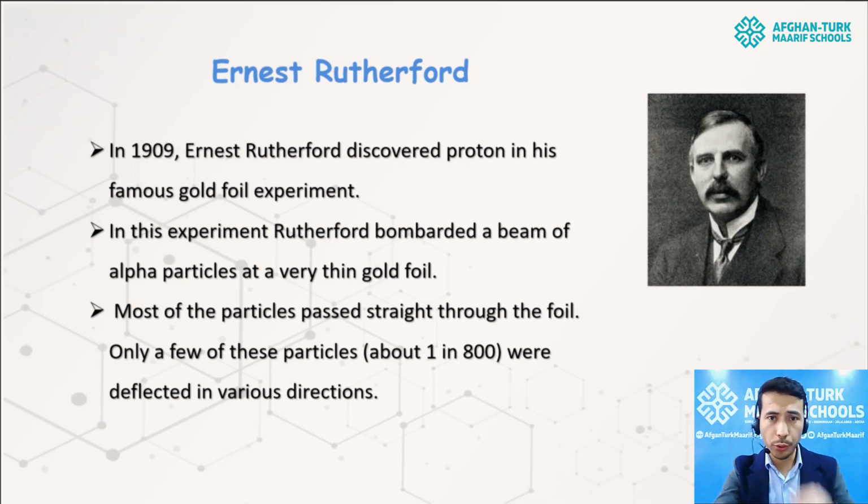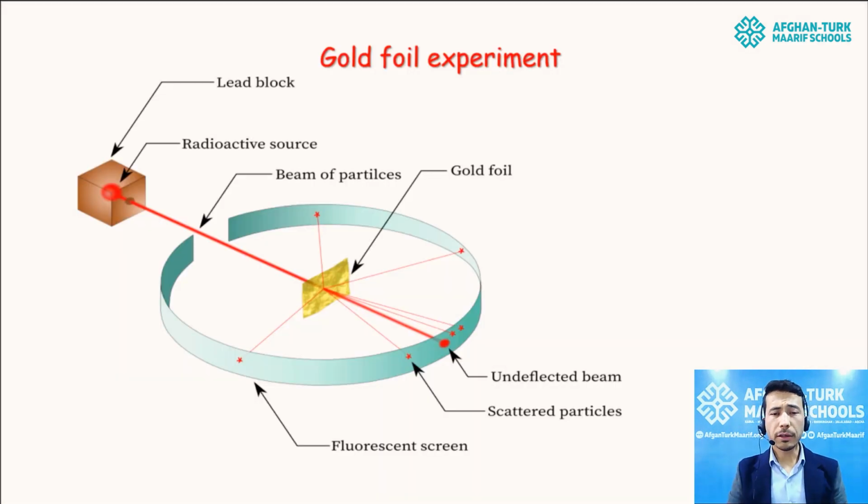What happened? Let me show you in the diagram. This is the gold foil experiment. Over here there's a radioactive source placed in a lead block. Why is it placed in a lead block? Because lead is a very dense metal. It can absorb radioactivity and some rays. That's why they place it in the lead block.